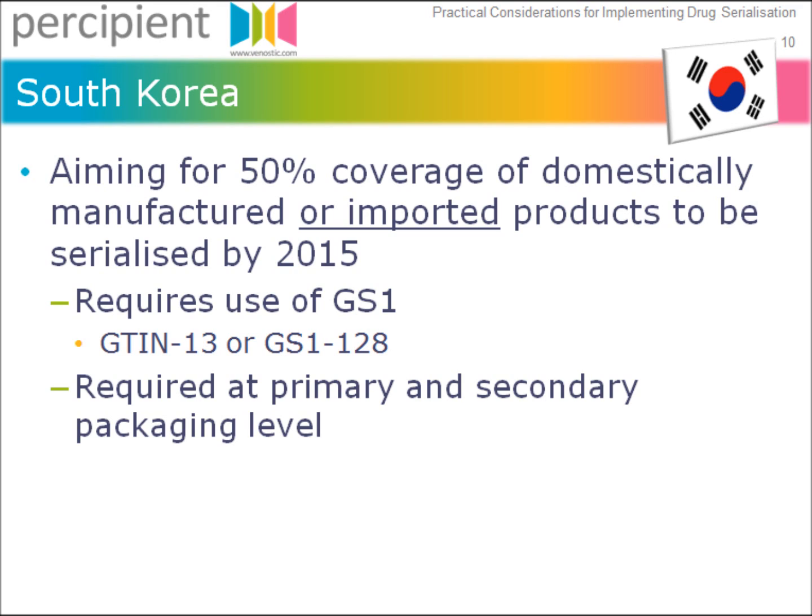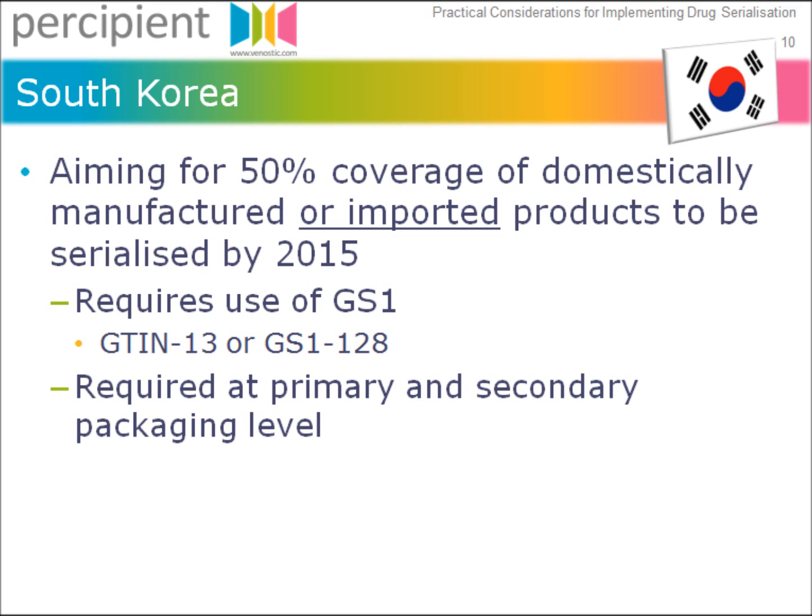A lot of these have been proposed at a relatively high level. Again, a lot of details to be worked out. So South Korea is looking to have 50% of domestically manufactured or imported products serialised by the end of 2015. They've moved towards the use of the GS1 data standard, which is certainly the most widely adopted standard for serialisation in the industry. Again, using the global 13-digit Global Trade Item Number, or something called GS1 128, which tends to be used more for blood and biologics, for instance.